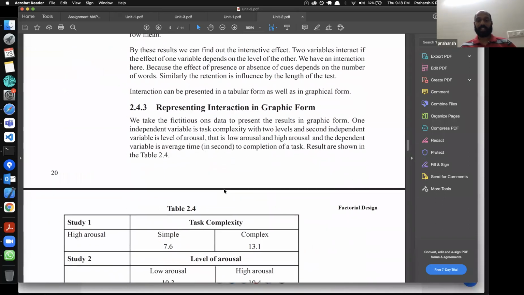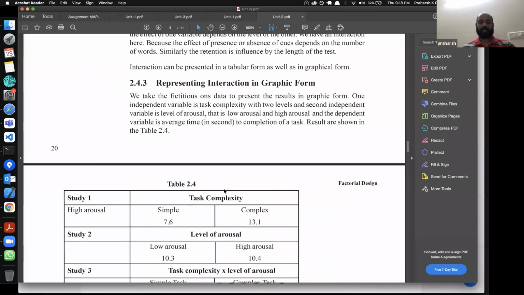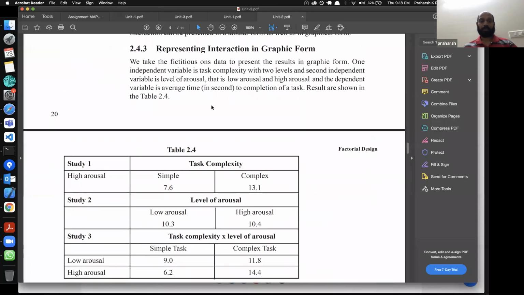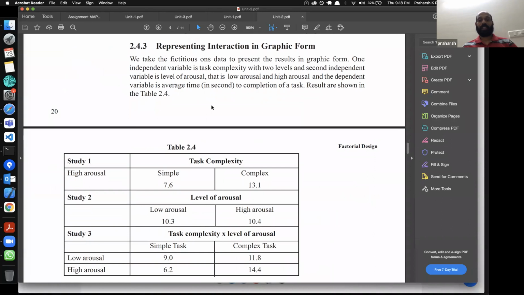Now, how do you represent the interaction in a graphic form? This is a little new, so I'll go through this in detail. We take fictitious data to present the result in a graphic form. One independent variable is the task complexity with 2 levels: a very complex task and a simple task. The second independent variable is level of arousal, which is low arousal and high arousal. And the dependent variable is average time to completion of the task.